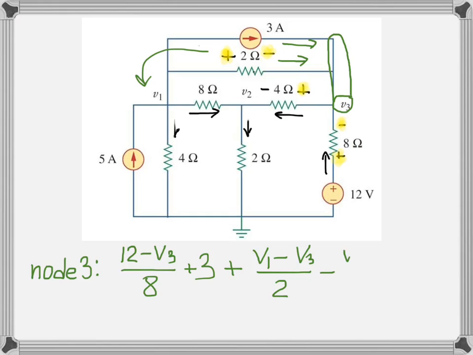And there is one current left. This is the current through the 4 ohm resistor. It's going out from the node, so that's why you put minus. And what would be the current? Voltage at plus is V3 minus voltage at minus is V2 over 4.